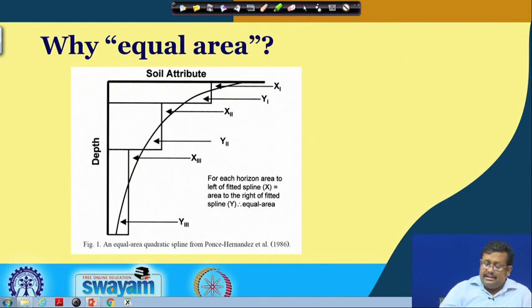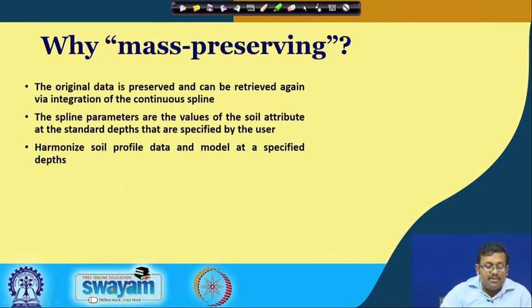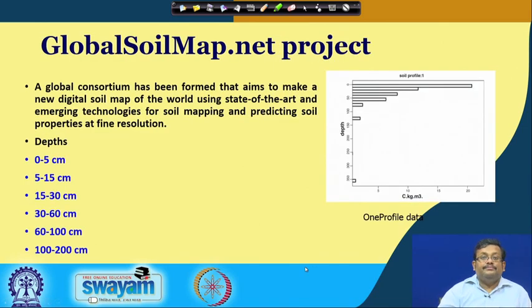Another name for this spline is mass preserving spline, because the original data is preserved and can be retrieved again via integration of the continuous spline. So, the spline parameters are the values of the soil attribute at the standard depths that are specified by the users. And remember that using this mass preserving equal area spline, you can harmonize soil profile data and model at a specified depth.